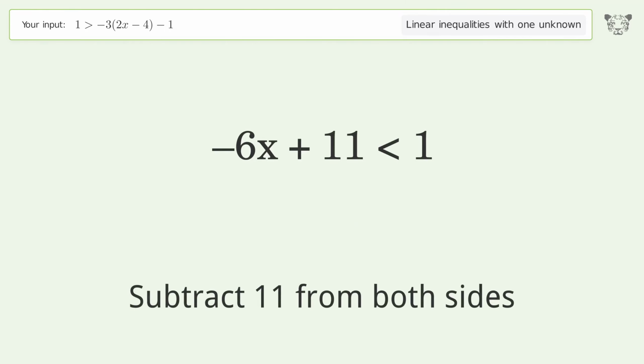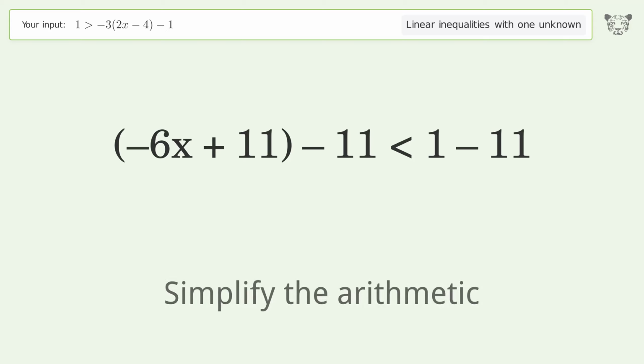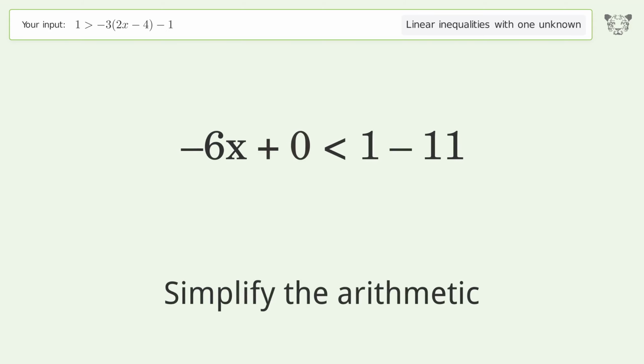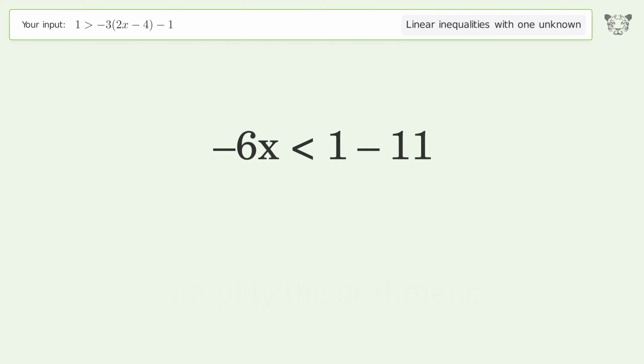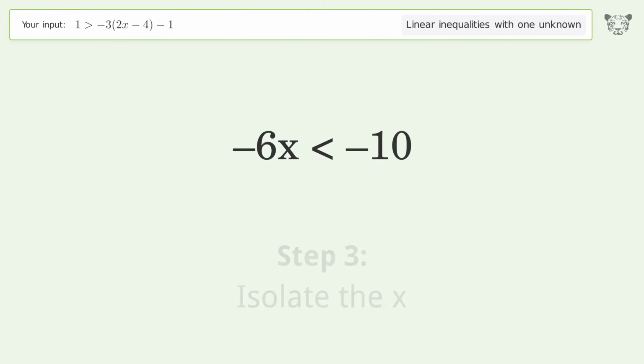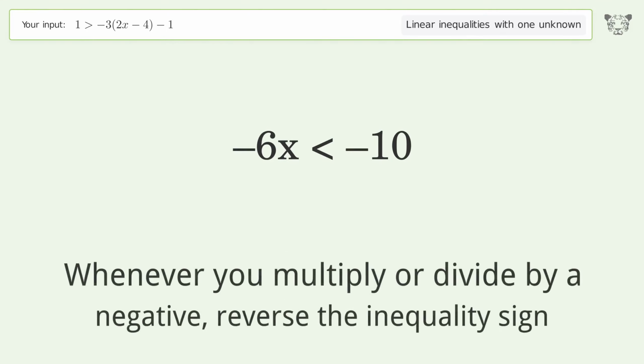Subtract 11 from both sides. Simplify the arithmetic. Isolate the x. Divide both sides by -6. Whenever you multiply or divide by a negative, reverse the inequality sign.